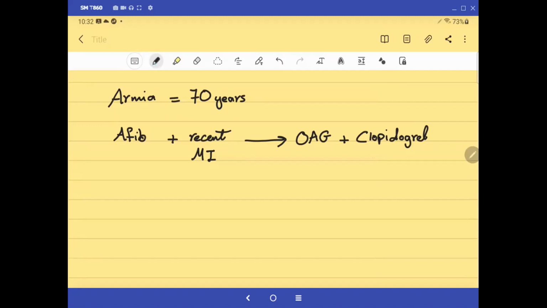Okay, people, is it clear until now for everyone? So he will be on oral anticoagulant lifelong after 1 year? Yes.